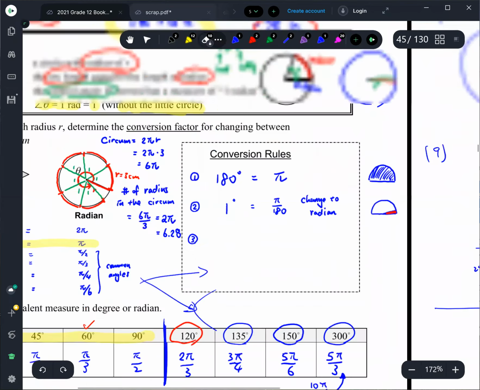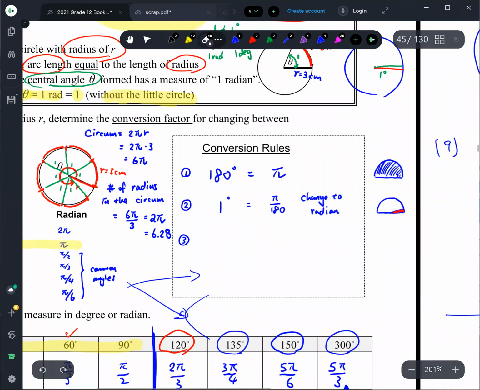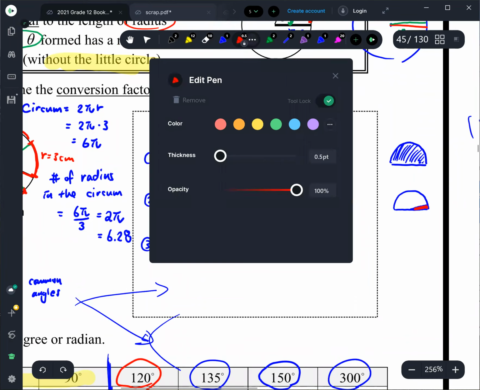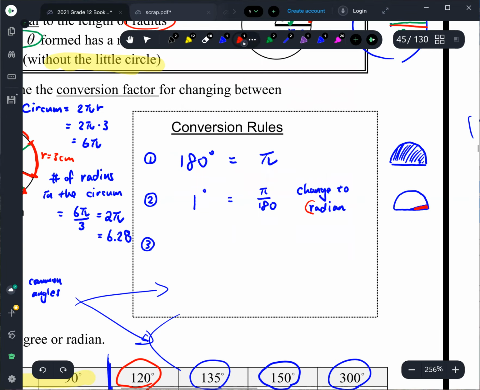So that's the second formula, right? For anything that's not common. So change to radian. Okay, let me write down the rule, right? Change to radian. If it's changing to radian, you need to have the pi on the top. Okay. Now let's look at a third one, right? What if I want to change to degree?